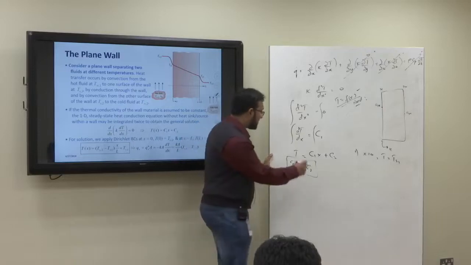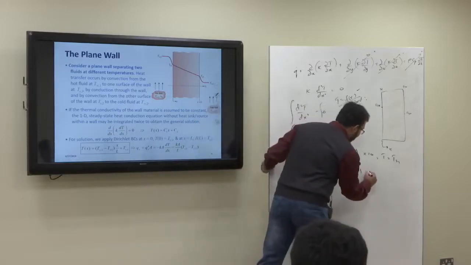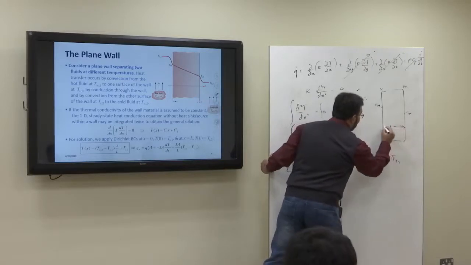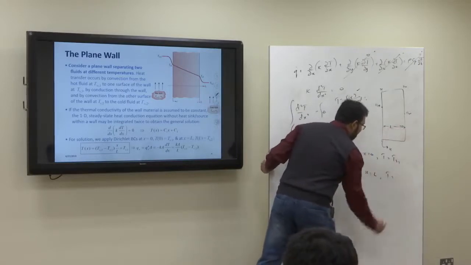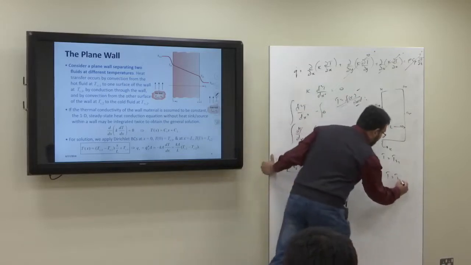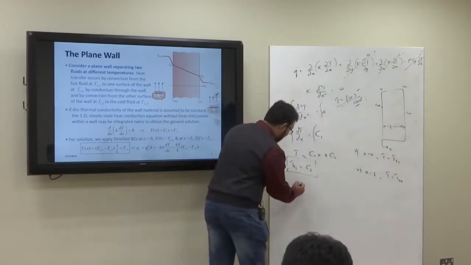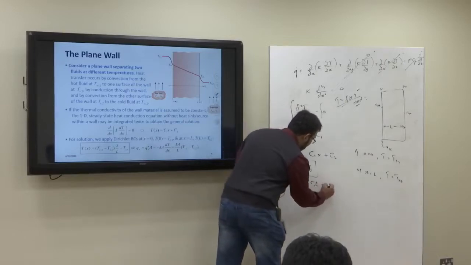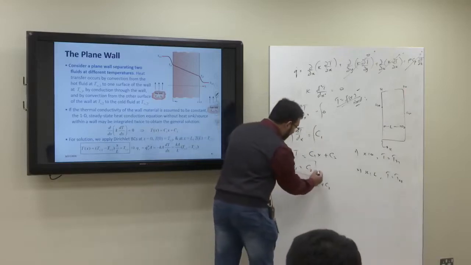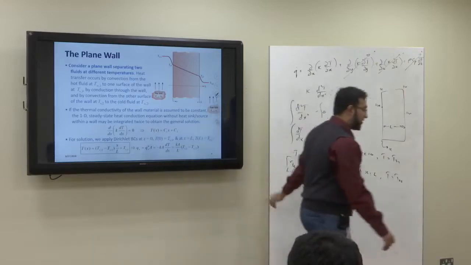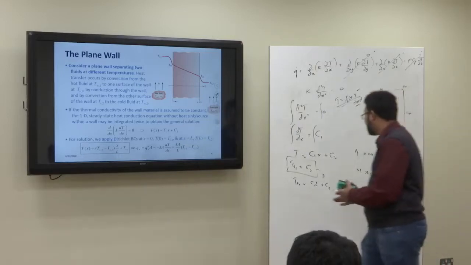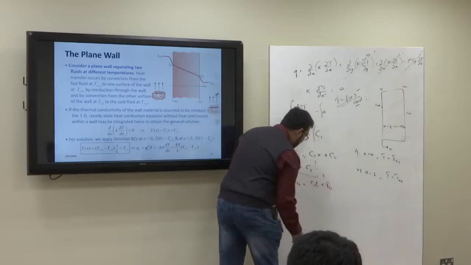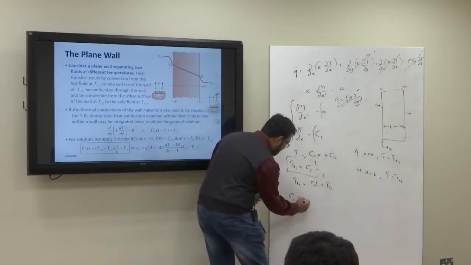Now let's apply the second boundary condition. When x is equal to L, let's say this length is L, T is equal to Ts2. Once you substitute it again, then it will be Ts2 is equal to C1L plus C2, right? But I can substitute the value of C2. So if I substitute the value of C2, this will become Ts1. So that means, can I find C1 here? So C1 here will be what?